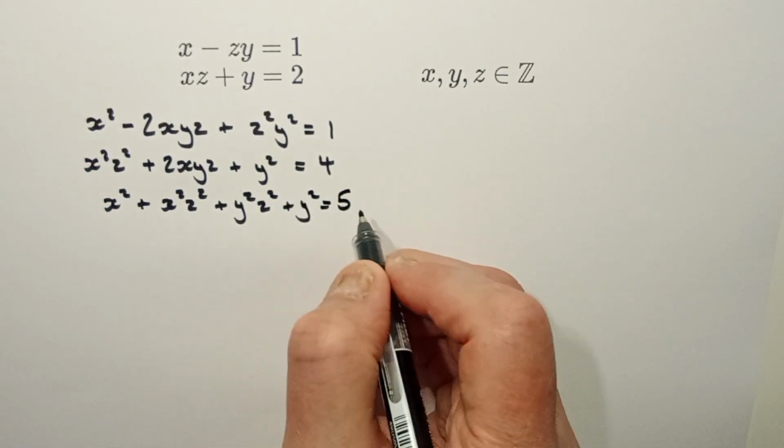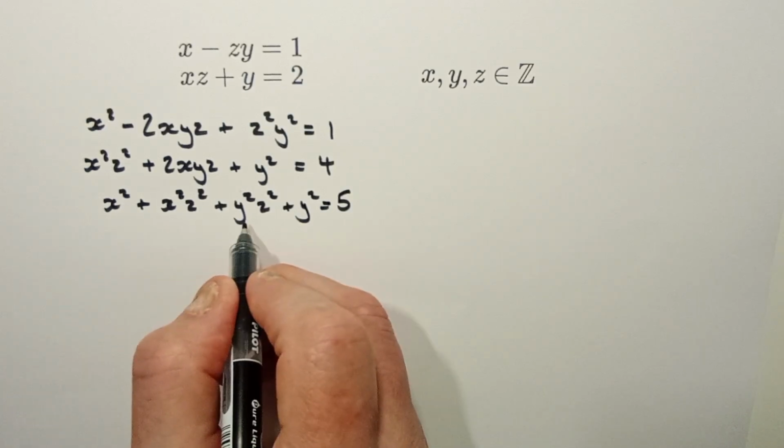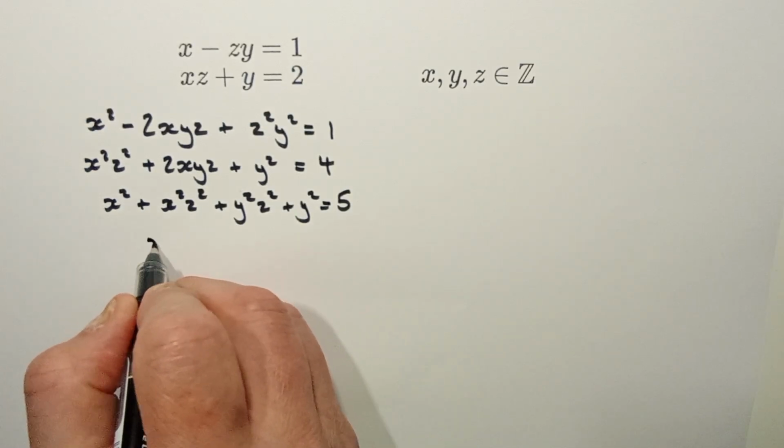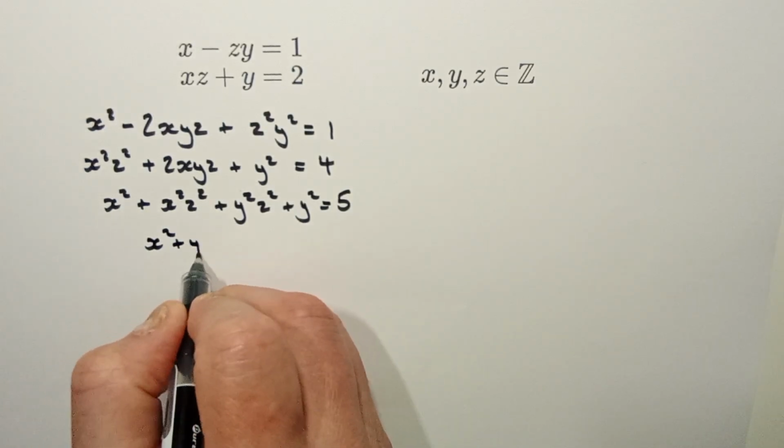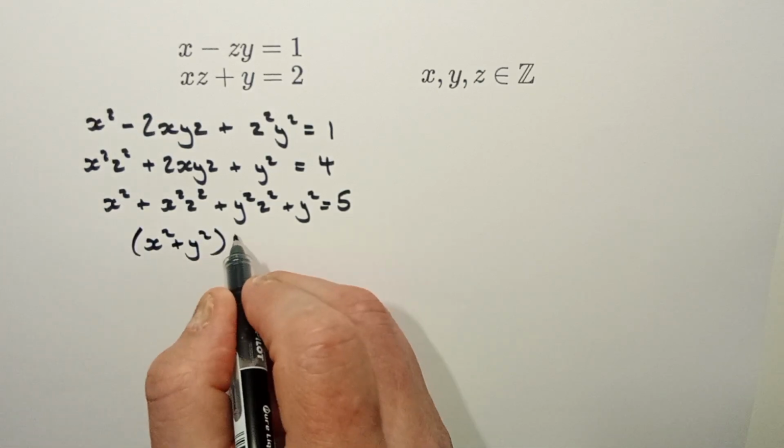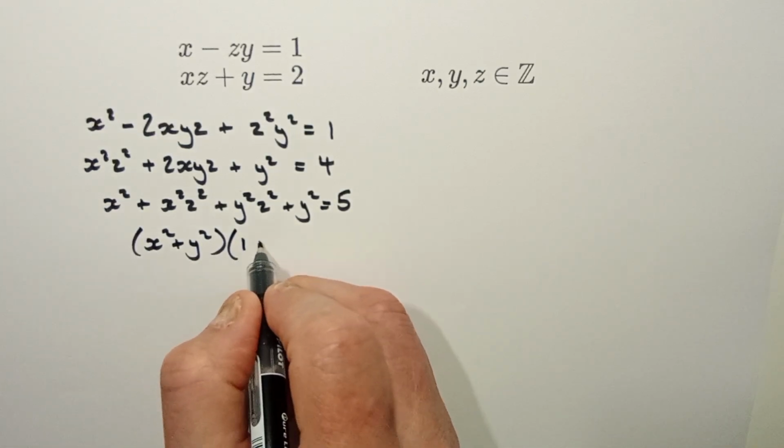And there you can see some common factors. So we've got x squared plus y squared in all of the components of the equation. So x squared plus y squared, times 1 plus z squared, equals 5.